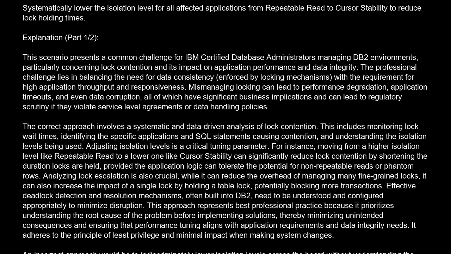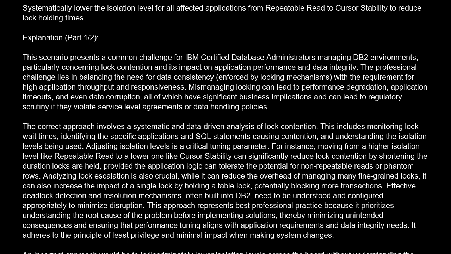The correct approach involves a systematic and data-driven analysis of lock contention. This includes monitoring lock wait times, identifying the specific applications and SQL statements causing contention, and understanding the isolation levels being used. Adjusting isolation levels is a critical tuning parameter. For instance, moving from a higher isolation level like repeatable read to a lower one like cursor stability can significantly reduce lock contention by shortening the duration locks are held, provided the application logic can tolerate the potential for non-repeatable reads or phantom rows. Analyzing lock escalation is also crucial.